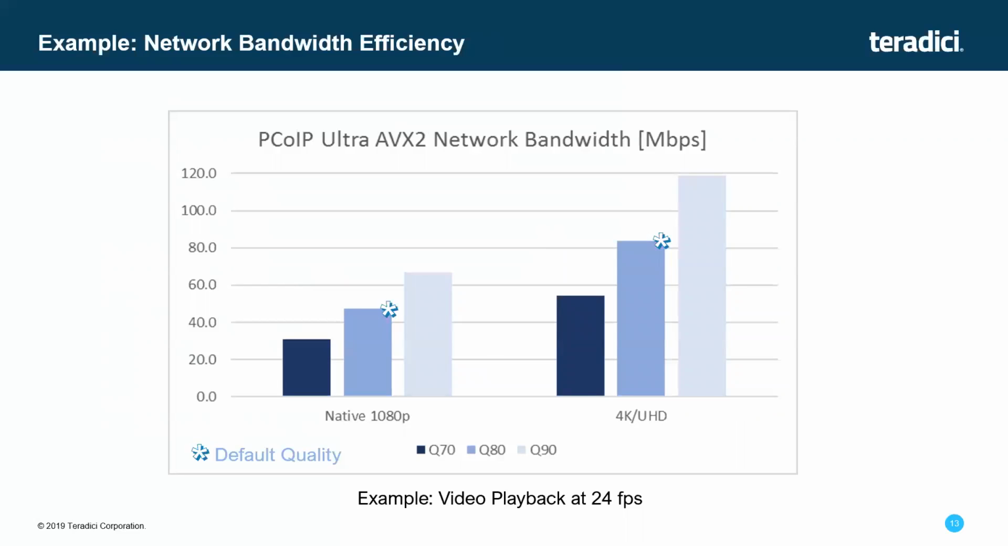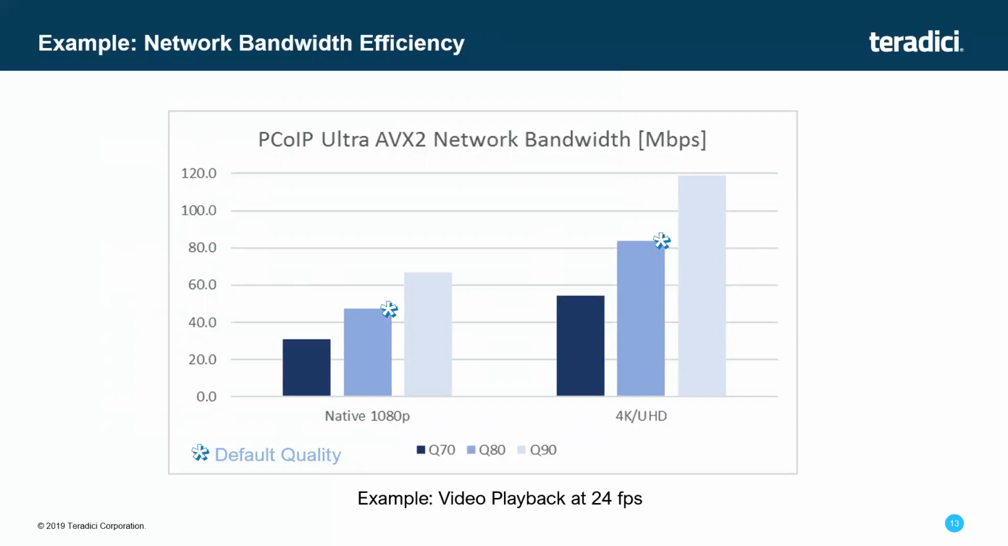Okay, another chart here. It shows the bandwidth usage of PCoIP Ultra. And we show a comparison of bandwidth usage of PCoIP Gen 1 versus PCoIP Ultra in the next slide. And what you see here is 3 different quality settings, right? Q70, Q80, and Q90. The quality scaling of PCoIP is from Q10 to Q100, with Q70 to Q90 being considered high quality, and Q100 being considered lossless.